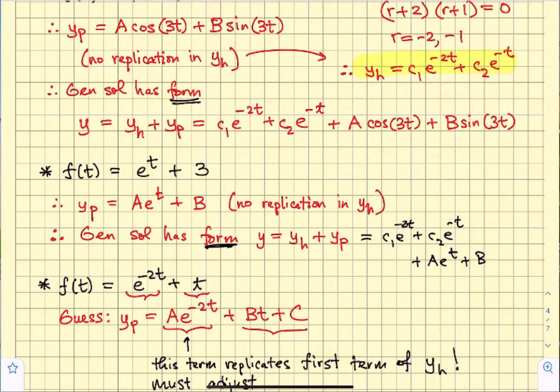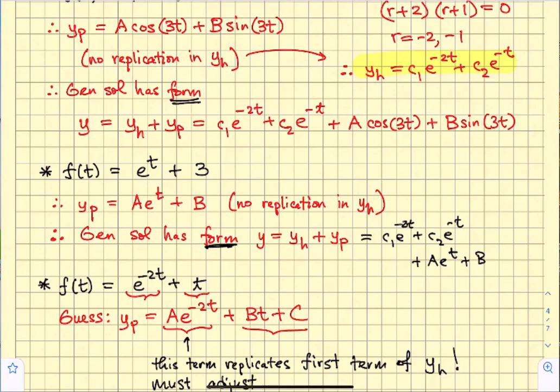Now we do need to peek and see if we have any replication or linear dependence with yh, so we're always looking back at the yellow. A e to the t is linearly independent from both of these. It's not a scalar multiple of either one, so this term is okay. And this constant is also okay. So there's no replication in yh, so that says the general form of the general solution to our non-homogeneous problem has the form yh plus yp. We know this is yh, and this is the form for yp. Again, if we needed to find the actual general solution, we'd have to find the values of A and B and substitute them in here.